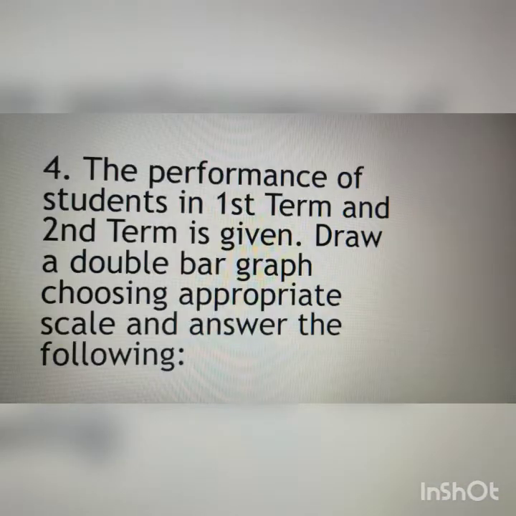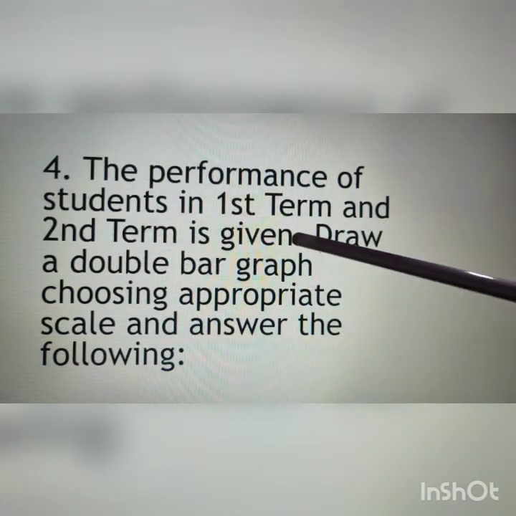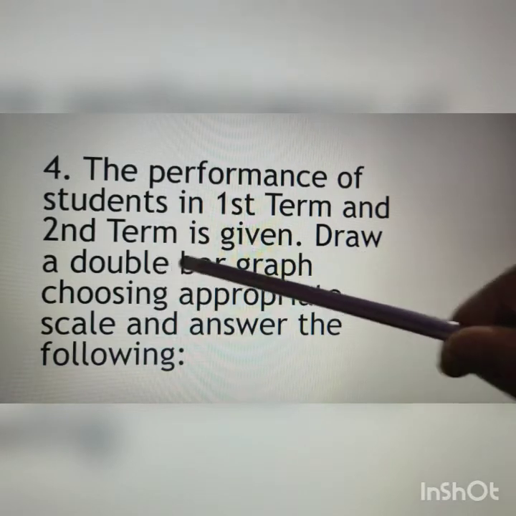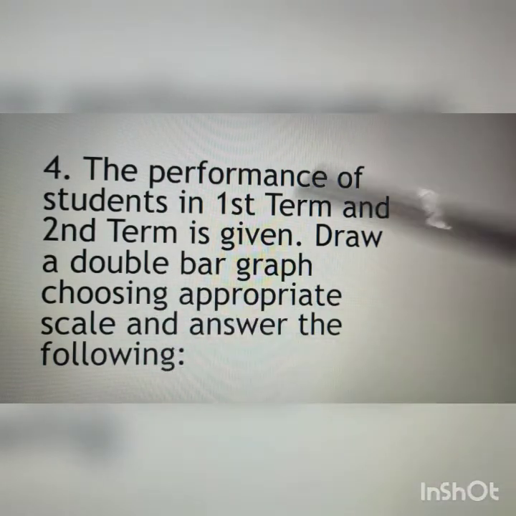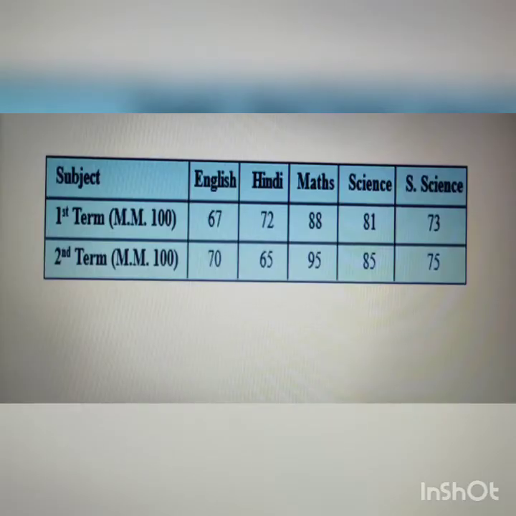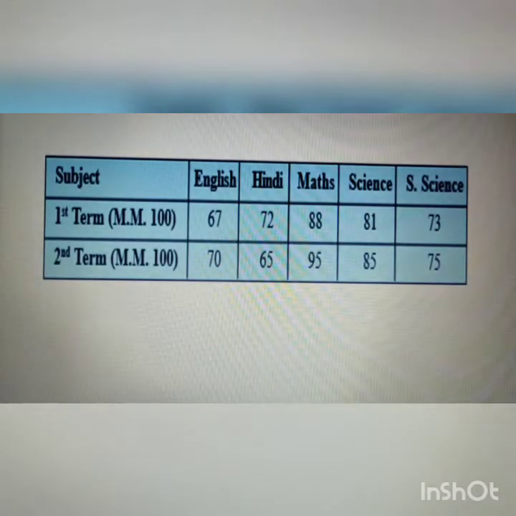Question number 4. The performance of students in the first term and second term is given. Draw a double bar graph choosing an appropriate scale and answer the following. In the table, the subjects and marks got in the first term and second term by a student are given. We have to draw a double bar graph and answer the questions.